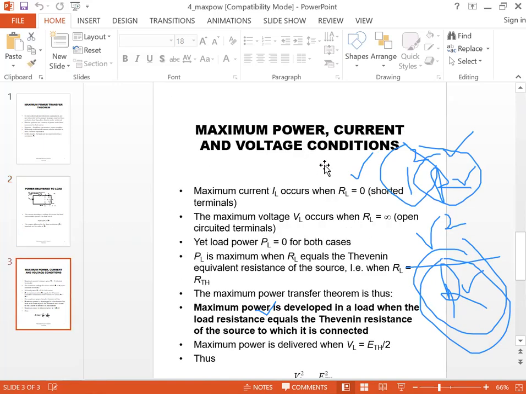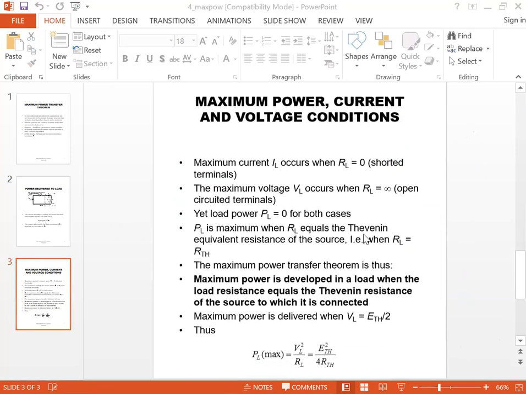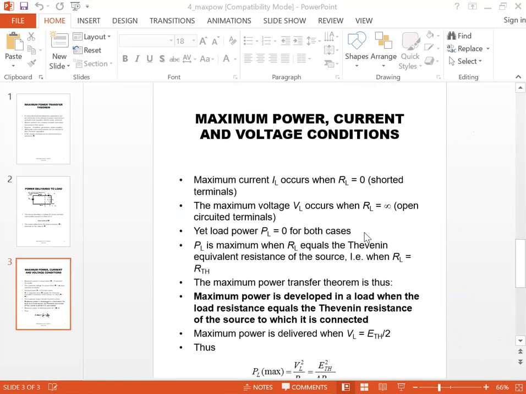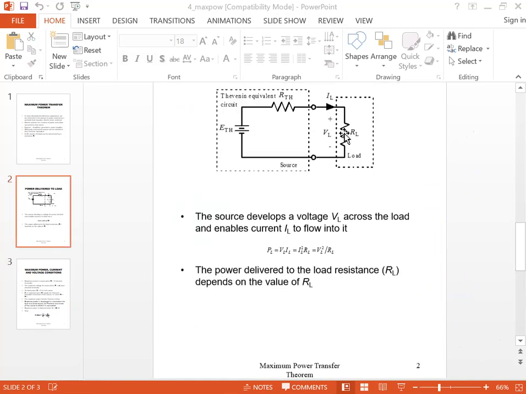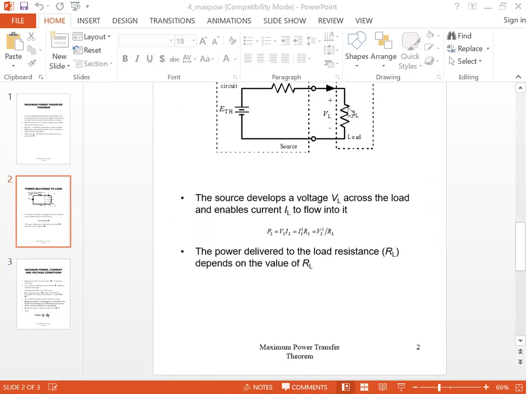So maximum power, current, and voltage condition. So finally, which formula is used to find the maximum power? Maximum current I occurs when RL is equal to 0, shorted terminals. So if there is no resistance or there is no load in our circuit, let's say there is no RL and we short this circuit, the maximum current will flow from this point.